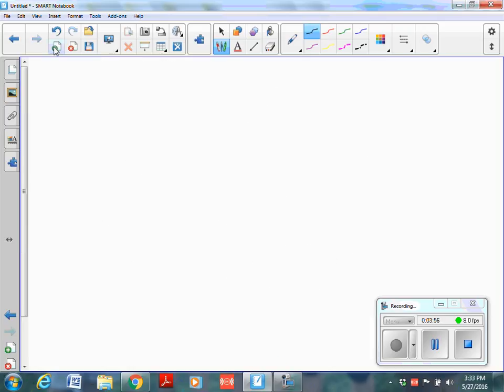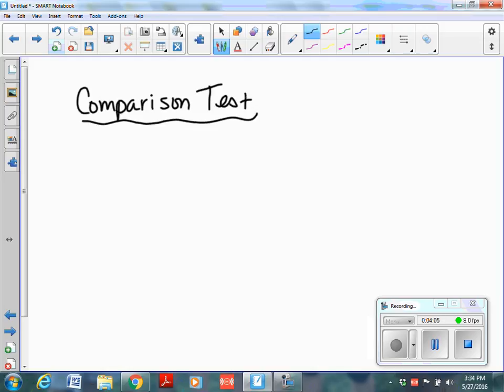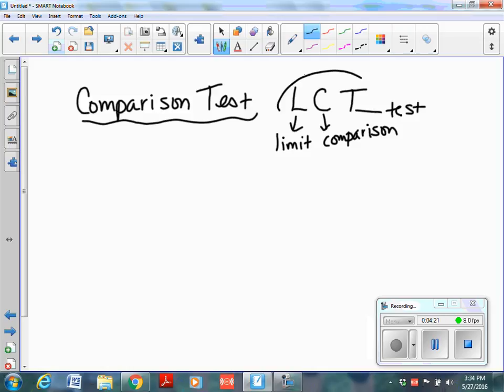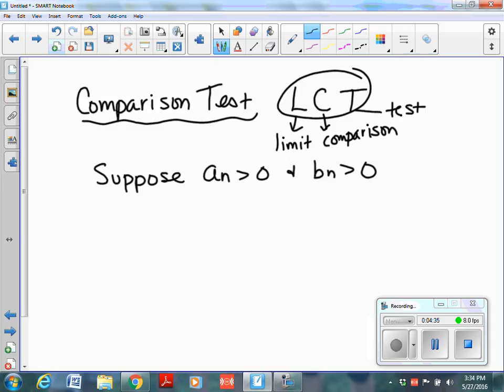Okay, the next part is the comparison test. This is called the limit comparison test. They refer to it in the book as the LCT. You're going to suppose that a sub n is greater than 0 and b sub n is greater than 0 for all your n's.